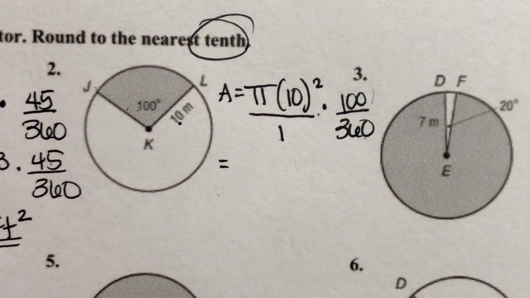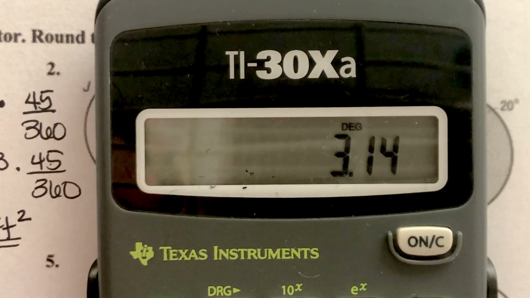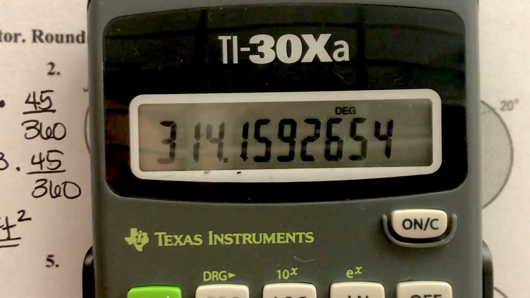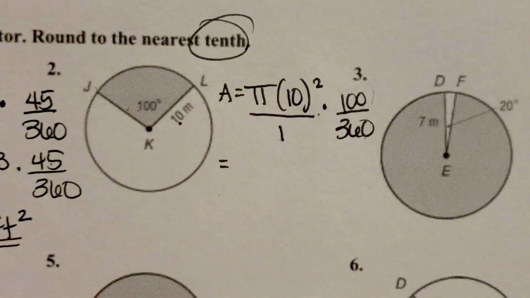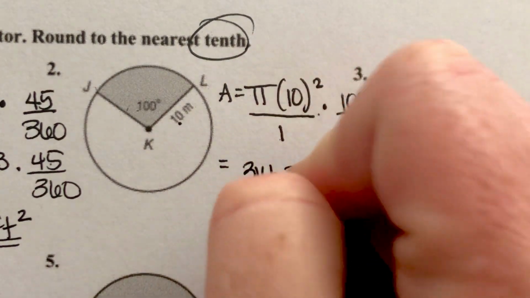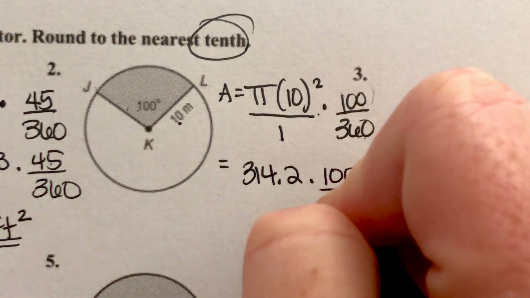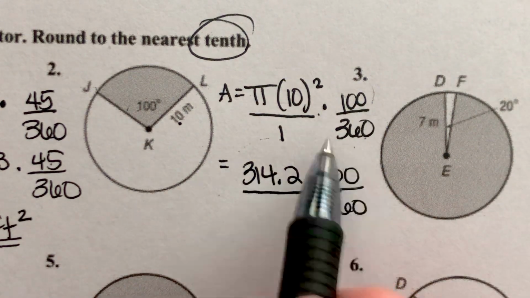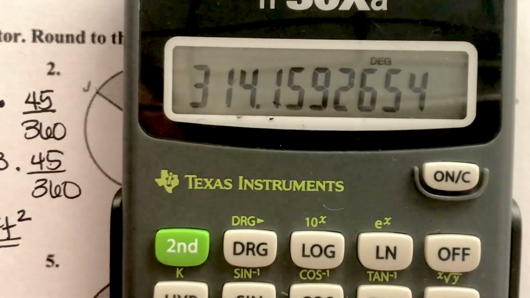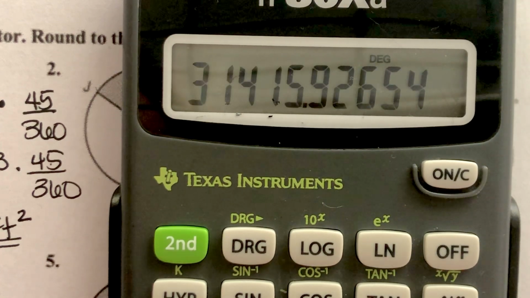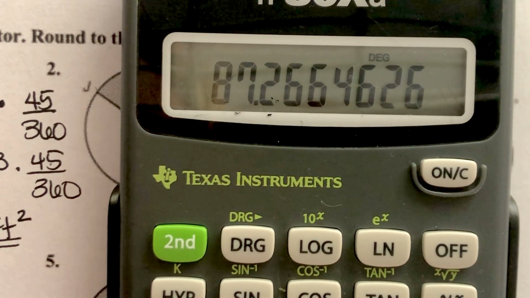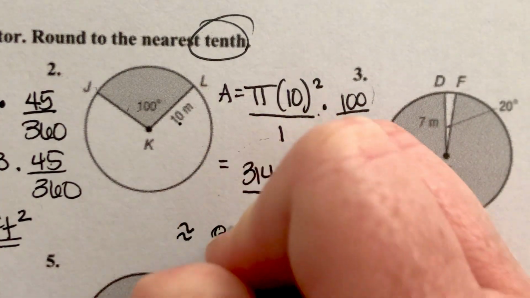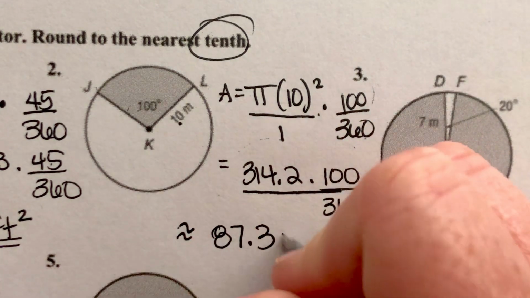All right, so 10 squared is 100. Pi times 100 is 314.2. So 314.2 times 100 over 360. This is where we multiply the top, and whatever we get on top, we divide by 360. So that times 100, divided by 360, equals about 87.3, and that's in meters squared.